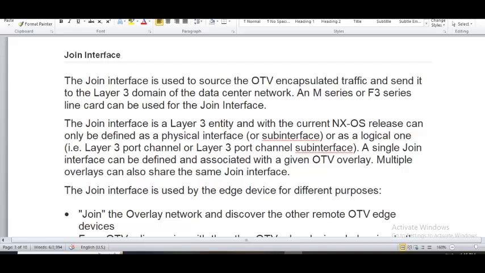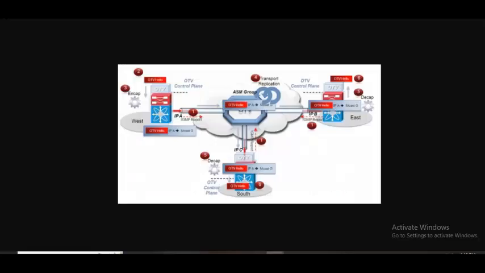You may have multiple overlay interfaces: overlay interface 1, overlay interface 2, overlay interface 3. Now all these three can use the same join interface. That's what is mentioned here. Yeah, a single join interface can be used by multiple overlay interfaces.